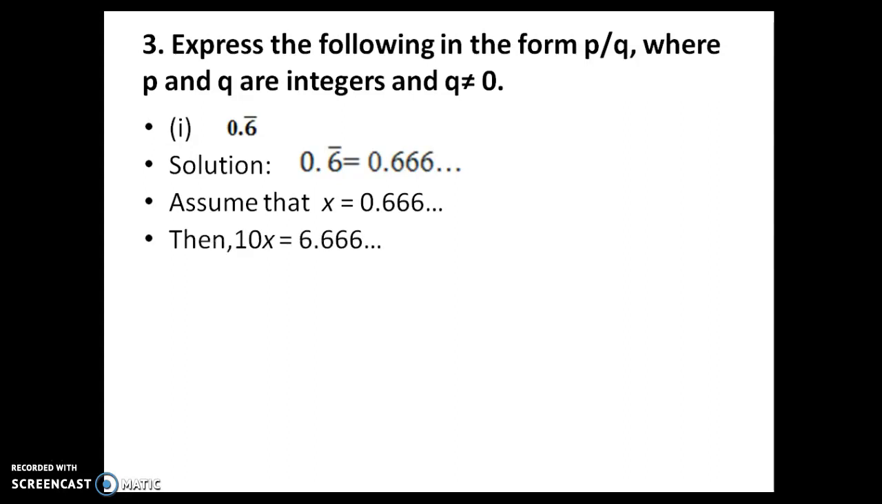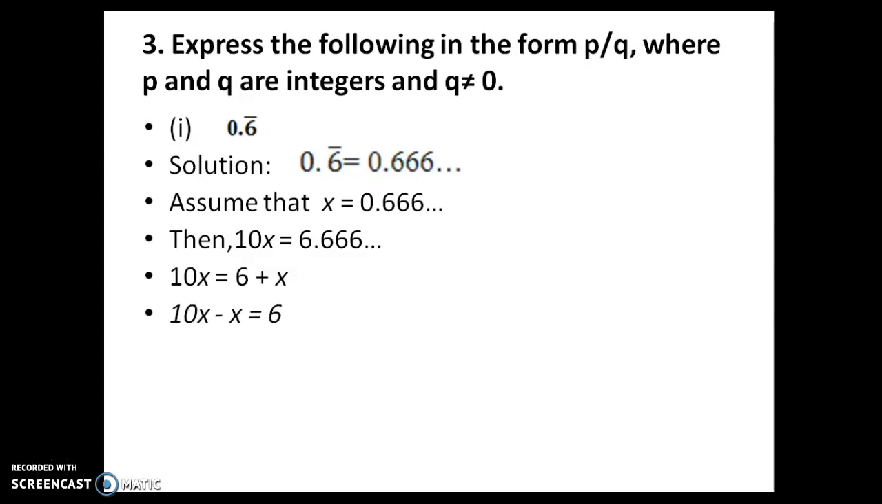Then 10x is equal to 6.666. We are just doing 10 into x. So again, 10x can be written as 6 plus x, is it not? Because x value is 0.66, so if we add 6 to that, it is 6.66. That's why we are writing 6 plus x.